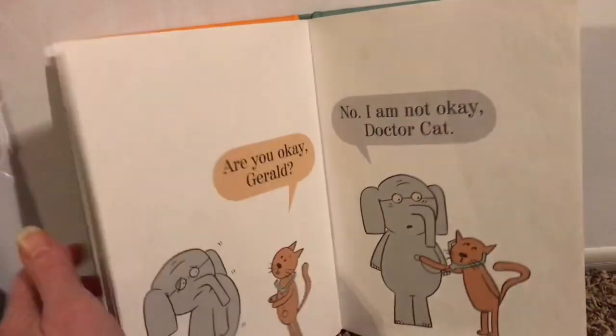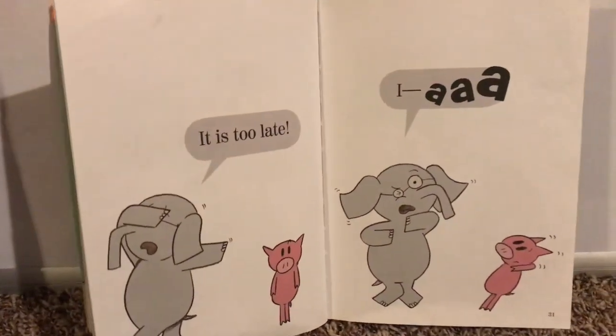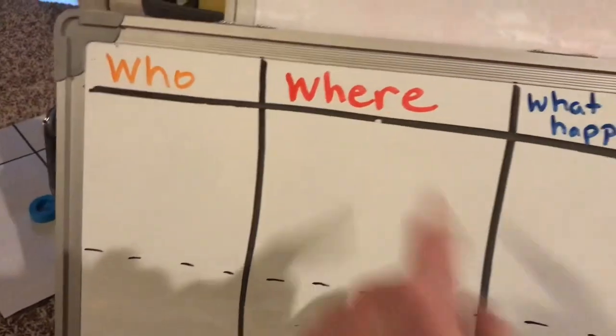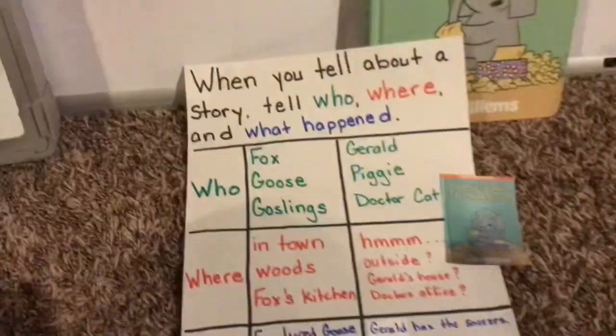Maybe you think that they're at Piggy's house. Maybe you think they're at Gerald's house. I don't know. We get to decide the where. So when we think about these stories, and I have my little anchor chart here, I filled in all of those things. Let me turn it here so you can see it better.